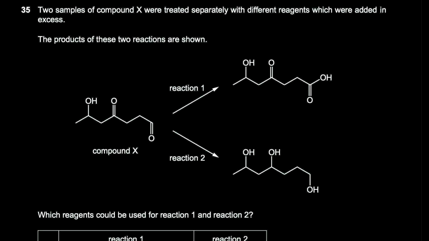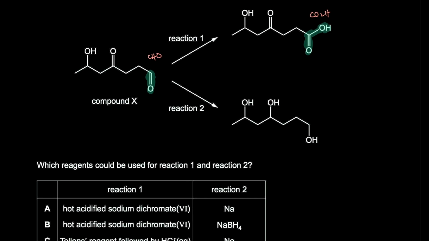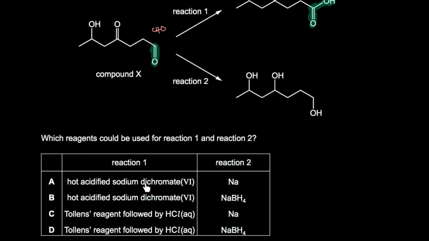Two samples of compound X were treated separately with different reagents which were added in excess. The products of these two reactions are shown. Which reagents could be used for reaction 1 and reaction 2? Now in reaction 1, we're oxidizing the CHO group of this aldehyde to a CO2H group. However, the secondary alcohol is not being oxidized. So we're not going to use hot acidified sodium dichromate(VI) or potassium dichromate(VI).